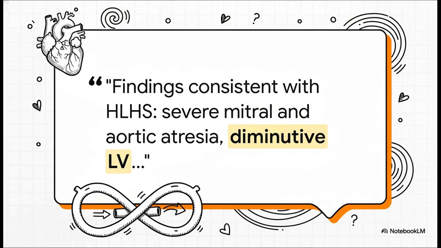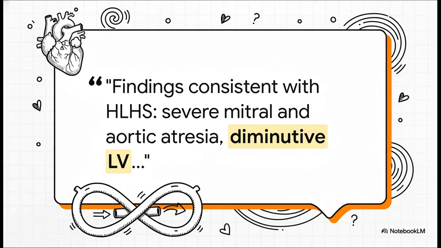Mitral and aortic atresia means the left-sided valves are basically sealed shut. They just never formed. Diminutive LV means there's pretty much no functional left ventricle. Hypoplastic ascending aorta means the aorta is tiny. So you're thinking, how does this baby even survive? Well, that final part of the sentence is the key. Systemic output is ductal dependent.